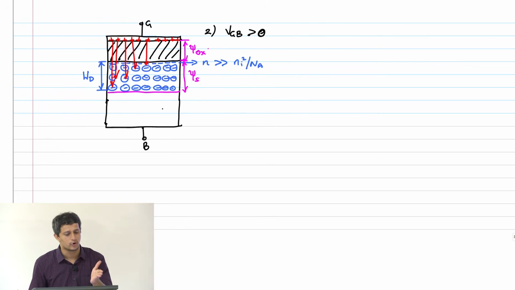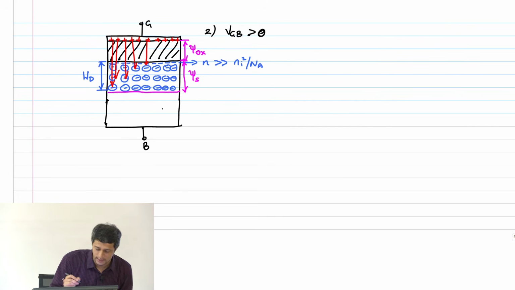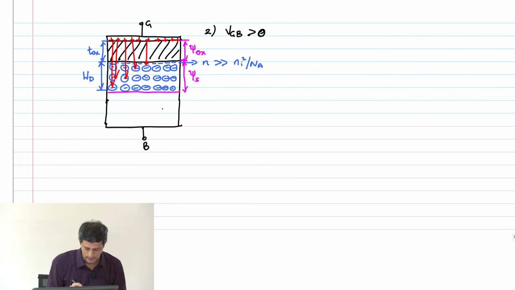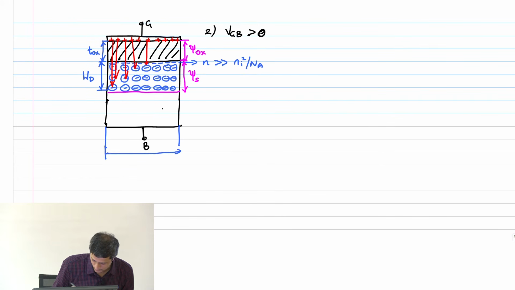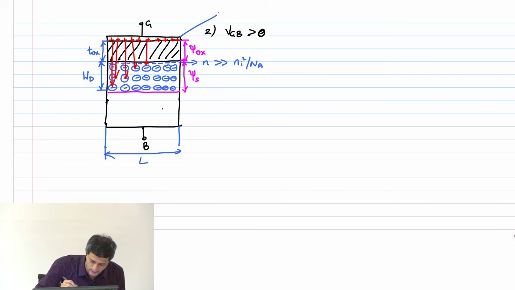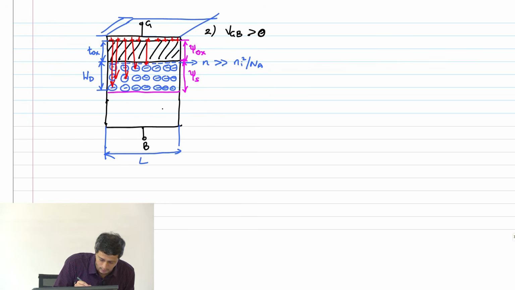On the left hand side I am showing distance, on the right hand side I am showing potential. This is T ox. And I am going to call this distance here as the length. Into the plane of the paper is the width. So if I draw this like this, then this width is what I will call W.